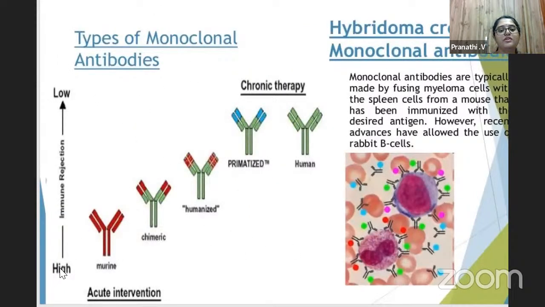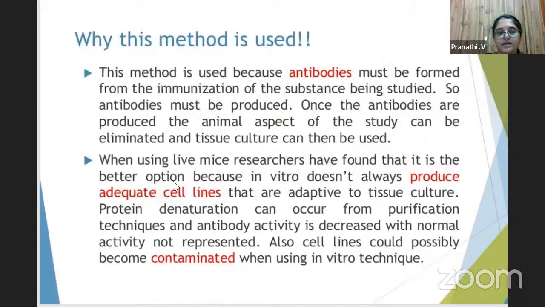What are the types of monoclonal antibodies? So you have different kinds from low to high: murine, chimeric, humanized, primatized, meaning for primates or humans. So this is for chronic therapy. This hybridoma technology is how we are going to get monoclonal antibodies. So why is this method used? You need adequate cell lines. We cannot do that in other ways. So it is best to do it inside a medium, which is the mouse medium.